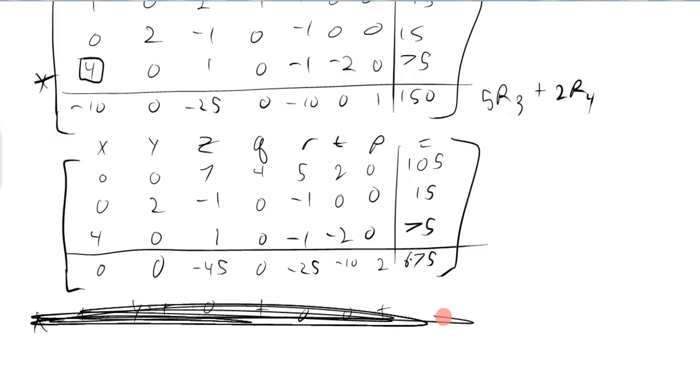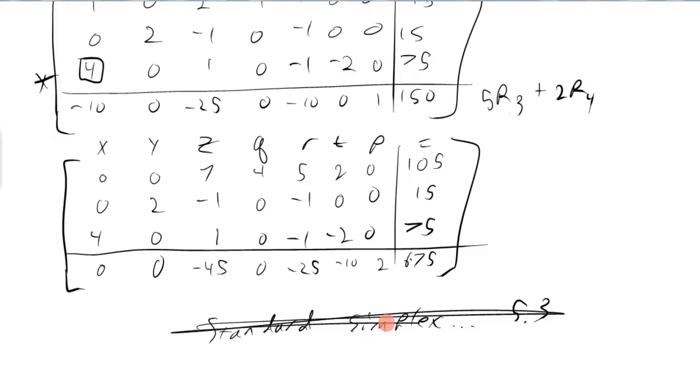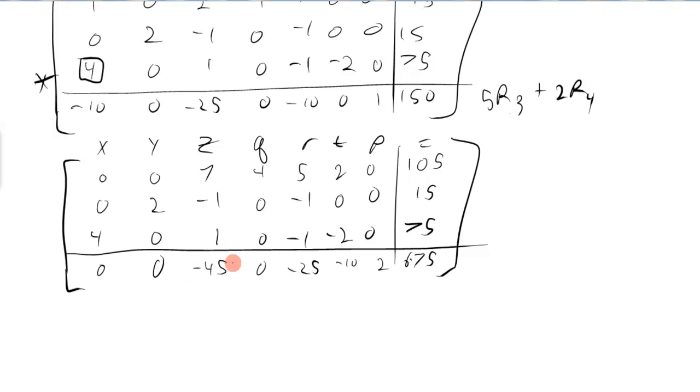So that means we are done with all the 5.4 stuff. So now we're just in a standard simplex problem. So this is 5.3. We're out of general simplex. Now we're into standard simplex. So now we're going to go ahead and look for the largest negative number in the bottom row, negative 45, or the most negative, however you want to look at it, largest negative, most negative.